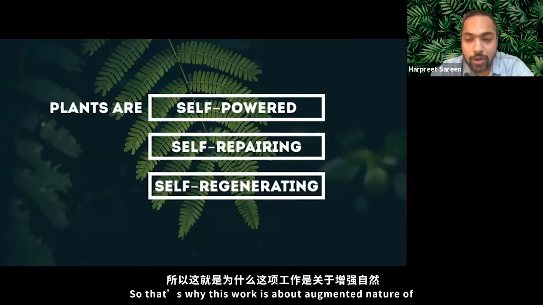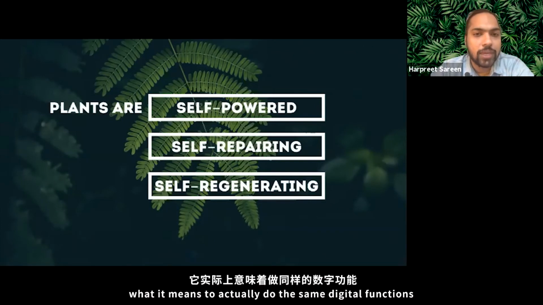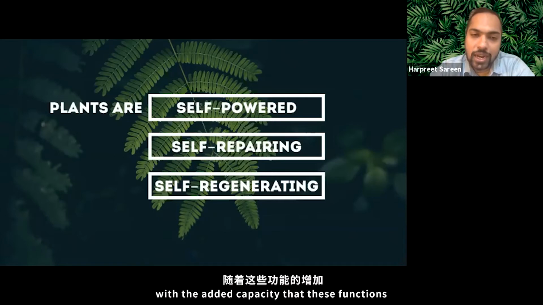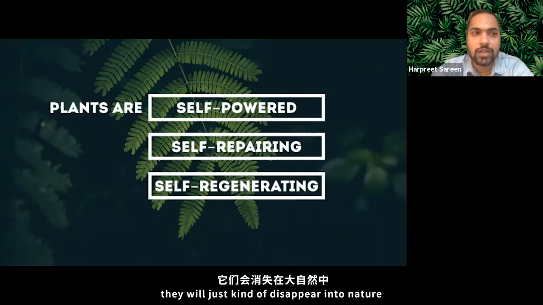So that's why this work is about augmented nature, of what it means to actually do the same digital functions that we do with the digital world, but now within the natural world, with the added capacity that these functions, when they are over, will just kind of disappear into nature and will not harm the environment.